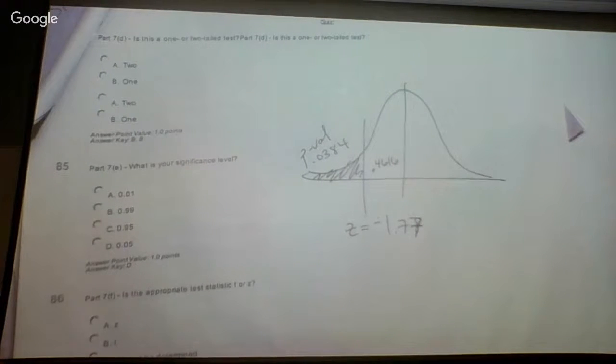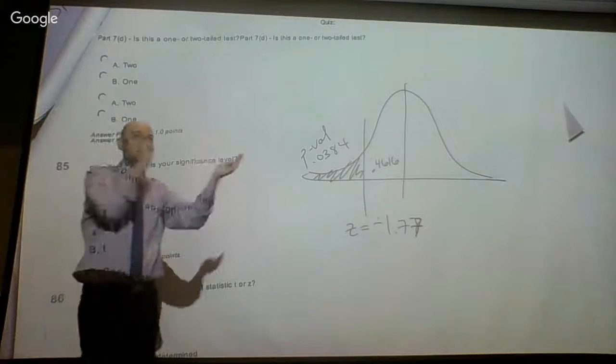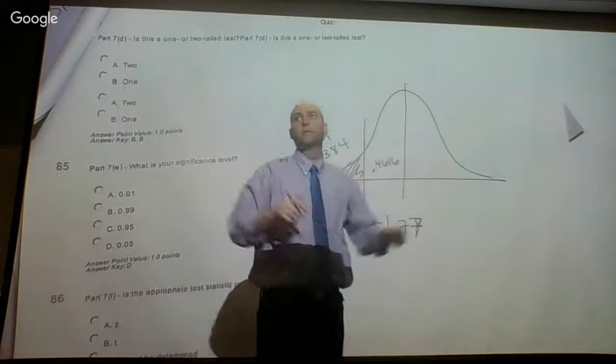How many tails in this test? One or two? One tail. So that's our p-value, and we're done.